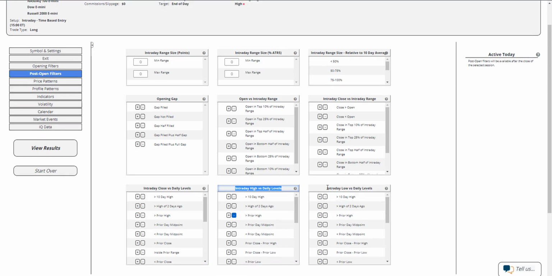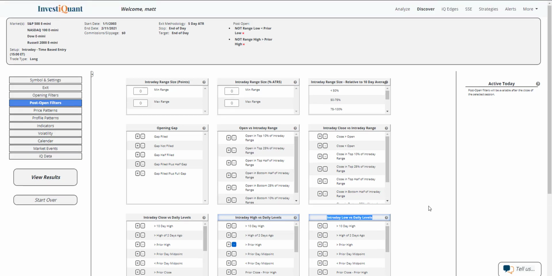And then in the section next to that, intraday low versus daily levels, I'm going to say that the low is not less than the prior day low. So that means we have a higher low and a lower daily high that is forming as of 3 p.m. Eastern Time, since that is the entry time that we're looking at here.